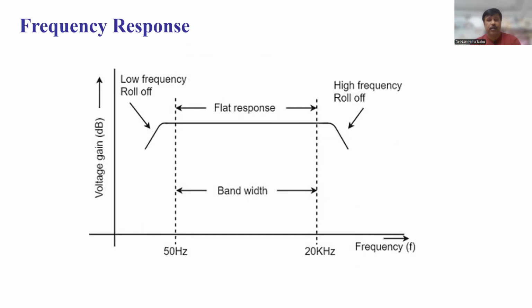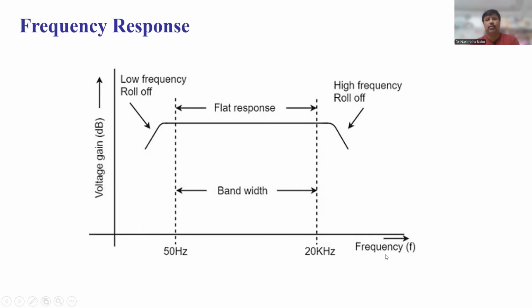From this graph, it is understood that the gain rolls off or decreases for frequencies below 50 hertz and at frequencies above 20 kilohertz. The voltage gain for the range of frequencies between 50 hertz and 20 kilohertz is very constant.